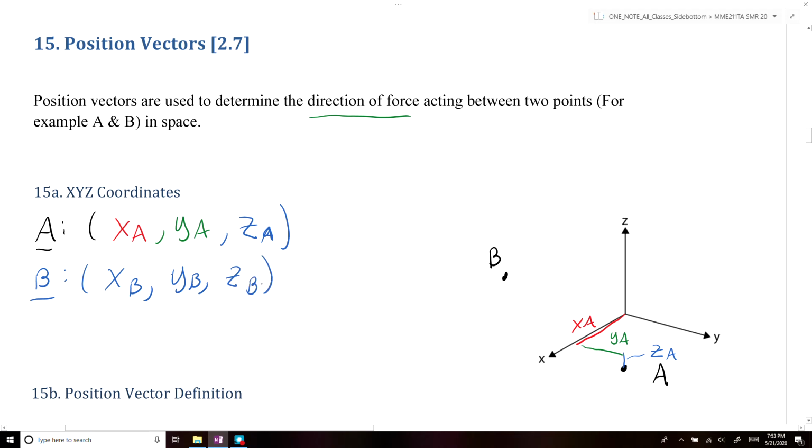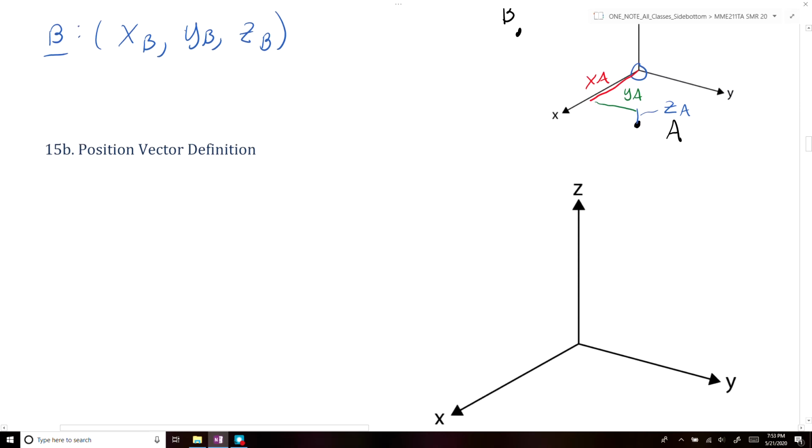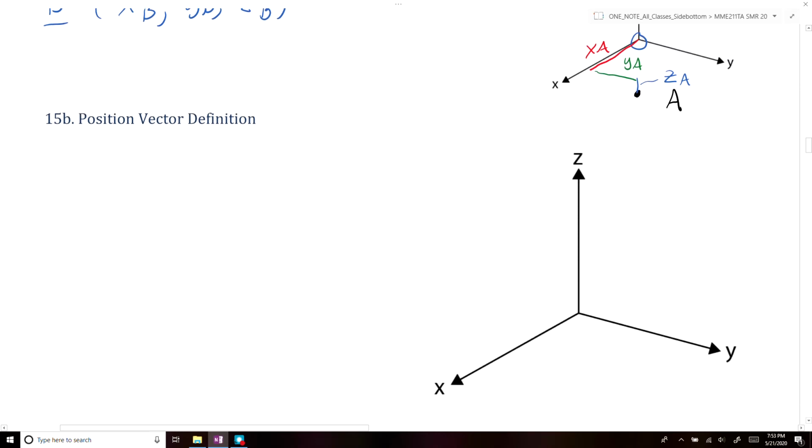Whenever you're determining a position vector, you need to make sure that the xyz coordinates for both of the points that you're using are defined relative to the same origin. So for both these cases, x of A, y of A, and z of A, and x of B, y of B, and z of B should all be measured from our global origin. All right. So a position vector is defined as the vector that connects our 2 points of interest.